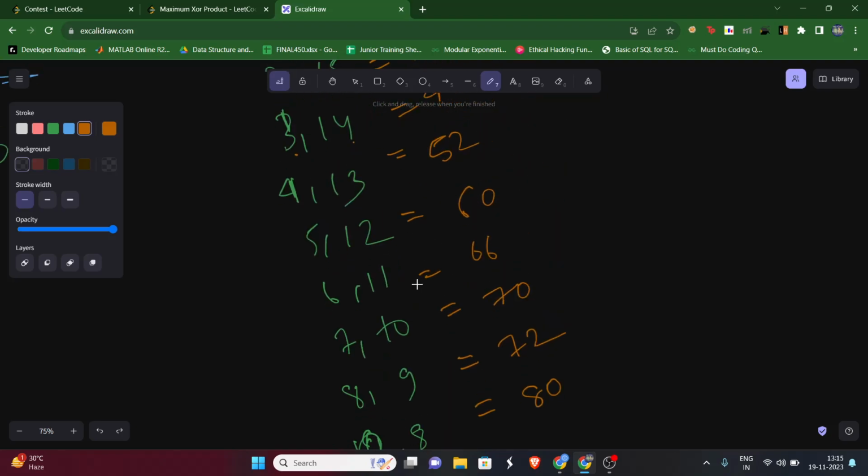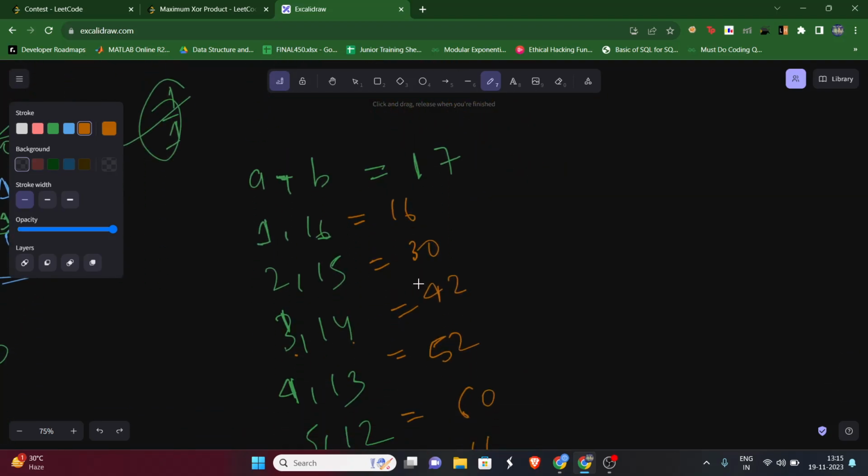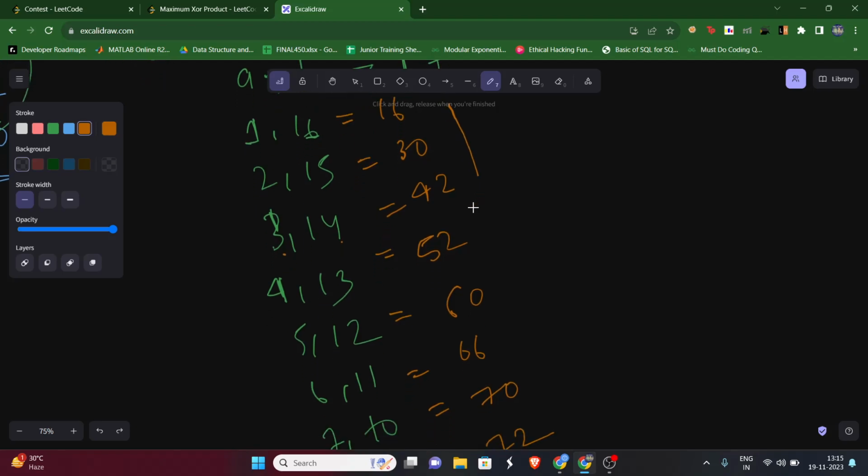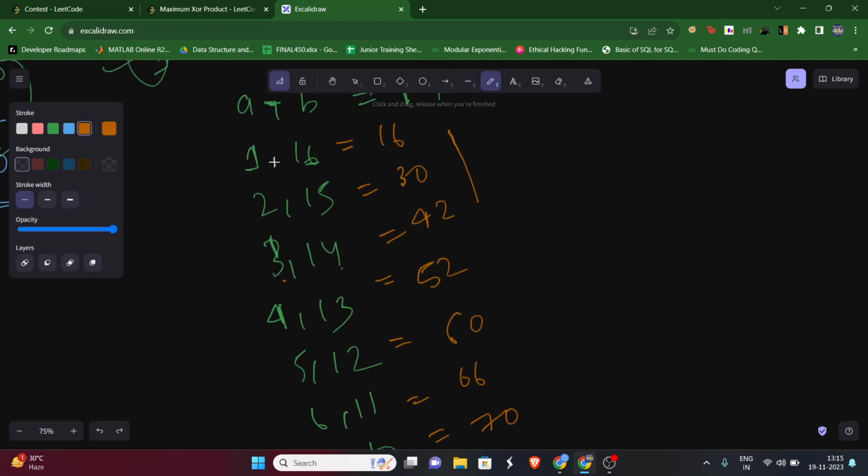Okay, so what we realize is, if we see over here, the more we are going towards each other, I mean, see, here A is very small in comparison to B, right?